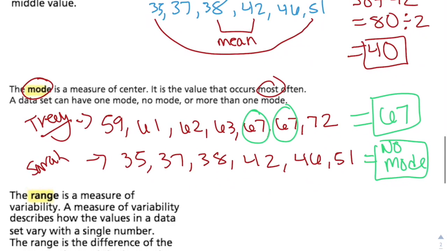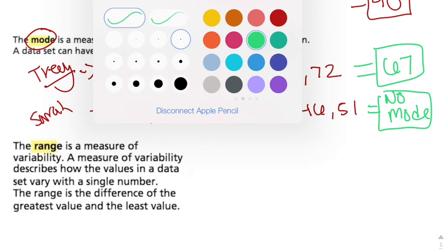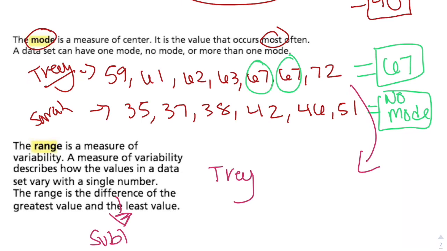All right, our last measure is range. This is a measure of variability. It describes how the values in a data set vary with a single number. The range is just the difference of the greatest value and the least value. So if we're looking at Trey's, we're trying to find the range. Remember, when we see the word difference, we know we're going to subtract.